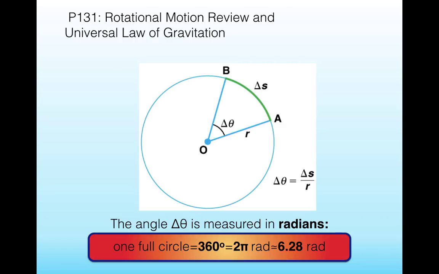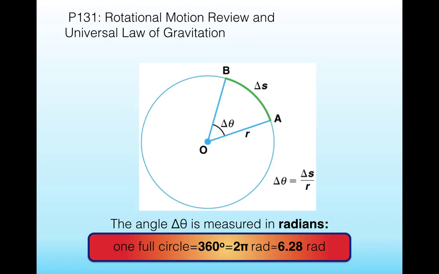Today we're going to review rotational motion, talk a little bit about centripetal acceleration, and then talk about the universal law of gravitation. So as we've seen before, if you're moving on a circle and you're rotating around an origin, in this case the origin is point 0, and the circle is given by the blue circle.